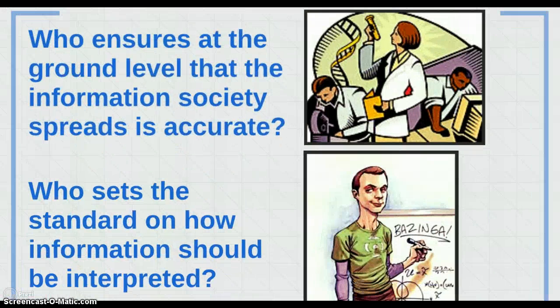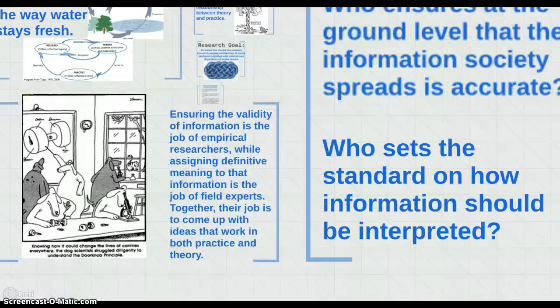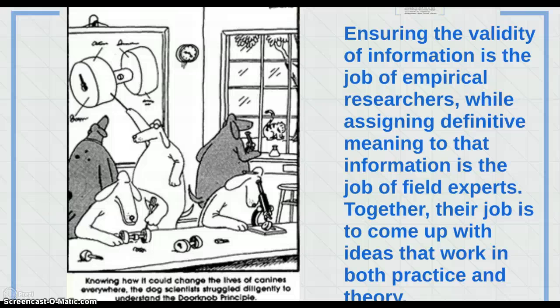So, who ensures at the ground level that information society spreads is accurate? And who can we trust to set the standard on how such information gets interpreted? Informed by data reliable enough to qualify as evidence by expert standards, theorists make educated guesses. Well-known theorists influence the beliefs held by the people charged with improving the quality of life for the next generation of citizens. That's you.